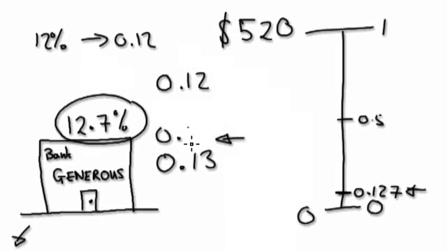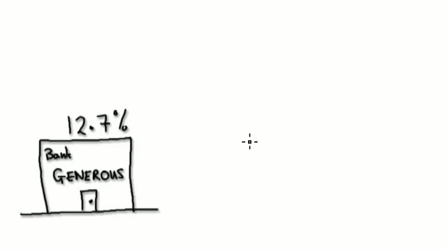12.7 would be 0.127. Okay, because you're increasing down here. Anyway, do whatever you have to do. Find out how much money you will have at the end of the year. So press pause and have a go.